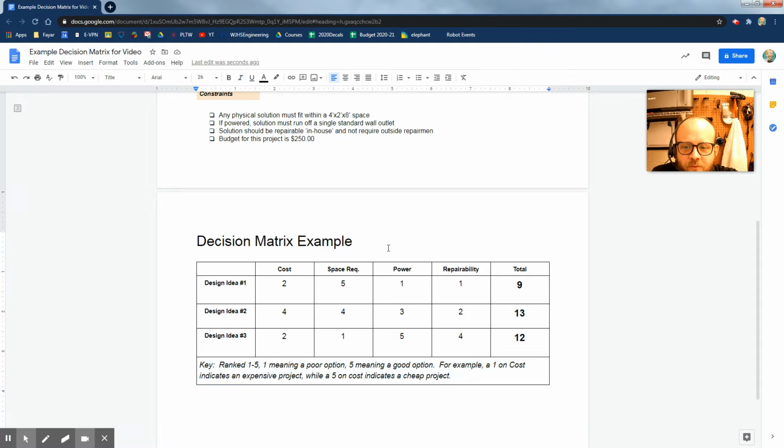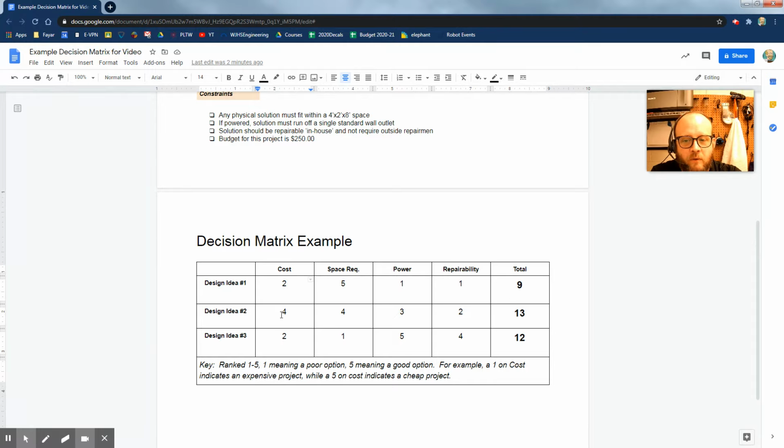Looking at this, we've got design idea number 1, cost is 2, which means a fairly expensive project. Space requirements of 5, which means that's a good option. So that's obviously going to fit inside that space, if not actually be a little smaller. The power is a 1, which means a very bad option. So that probably indicates that whatever this design idea is, it requires something more than just your standard outlet. And then repairability also gets a 1. Since that's a poor option, that would mean maybe this one would require an outside repairman. And then we add those up and we get a total of 9 points.